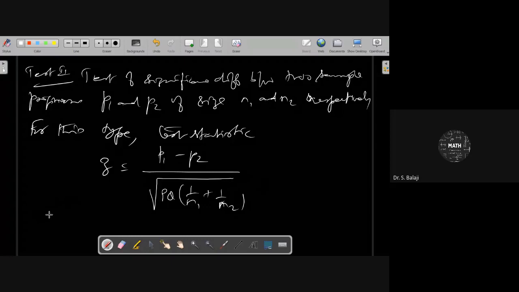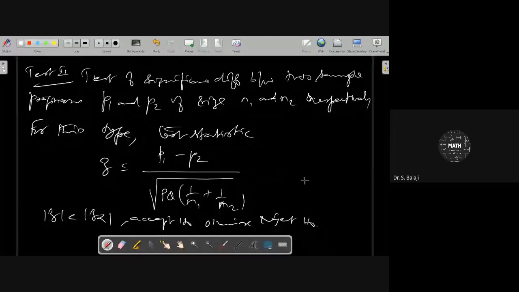Then you can find the critical value. If mod z is less than mod z alpha, accept H naught; otherwise reject H naught, where z alpha is a critical value. That type of thing you can get.